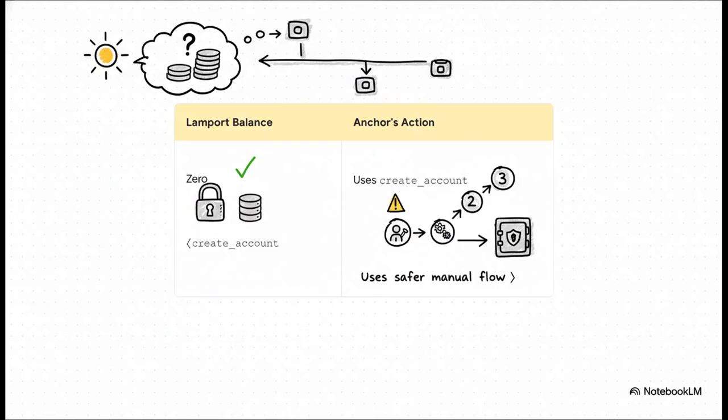And this table shows you exactly how smart Anchor's logic is. It's actually pretty simple. Before it does anything, it just checks the account balance. If the balance is 0, great. It uses the fast, efficient create account function. But if it sees that the balance is greater than 0, it automatically switches gears and uses the safer, manual 3-step method. It's got the fallback plan built right in, protecting you by default.